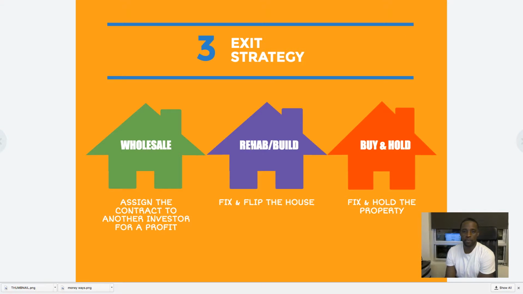Wholesaling and rehabbing, that's money now. But buying and holding, that's more like building wealth. So that's long-term money. Extremely short-term, short-term, long-term.